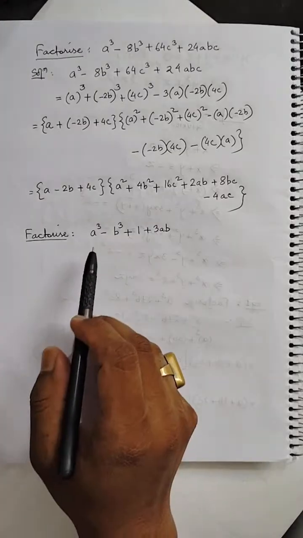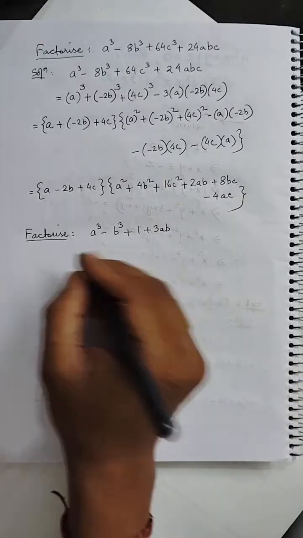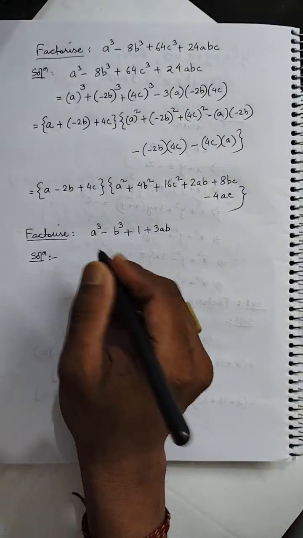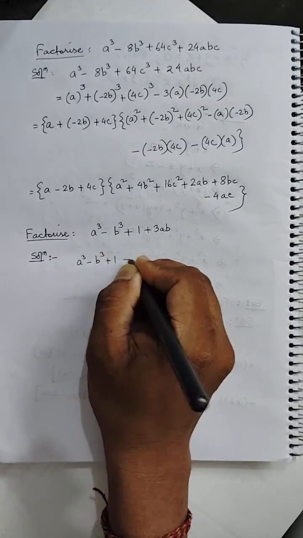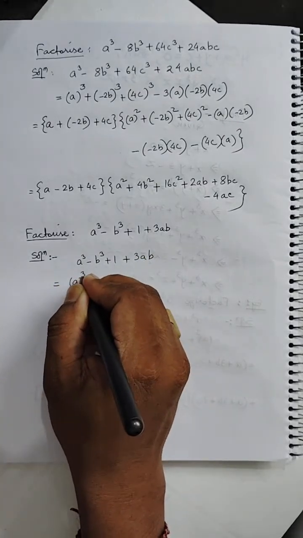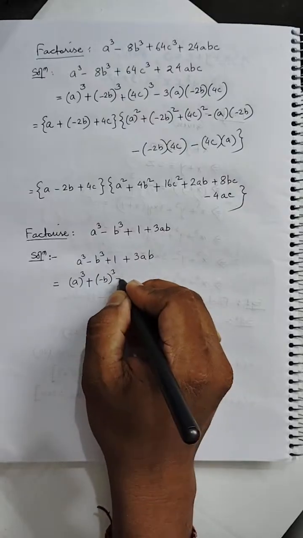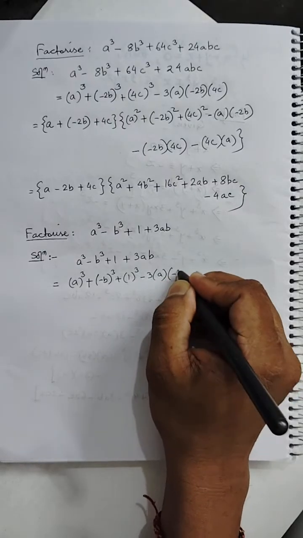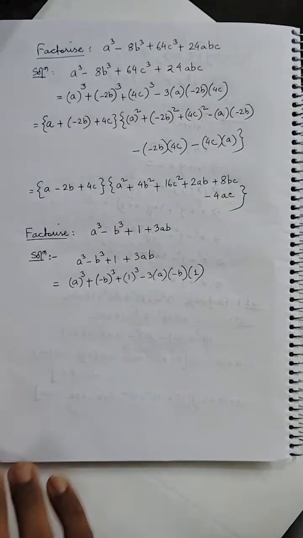Okay, so next question is a cube minus b cube plus 1 plus 3ab. Let me write the question first. a cube minus b cube plus 1 plus 3ab. So a cube is a whole cube. So minus b cube, we will write the plus sign and then write minus b whole cube. 1 can be written as 1 whole cube and minus 3 into a into minus b into 1. So negative negative is positive and a into b, ab.